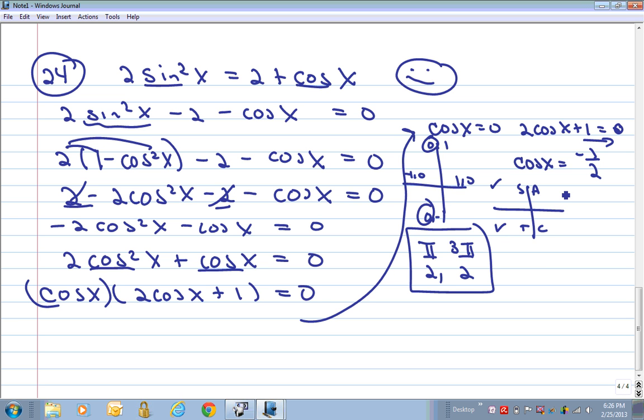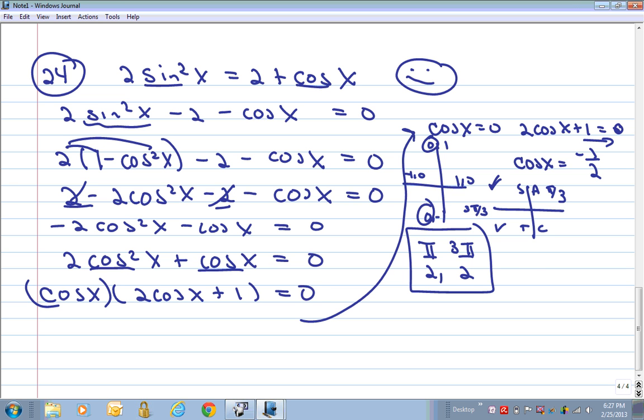The next thing we want to do is make sure you look at your chart and find your reference angle for when cosine is 1 half. Cosine is 1 half at pi over 3. That's our reference angle. So on the x-axis, this is 3 pi over 3.